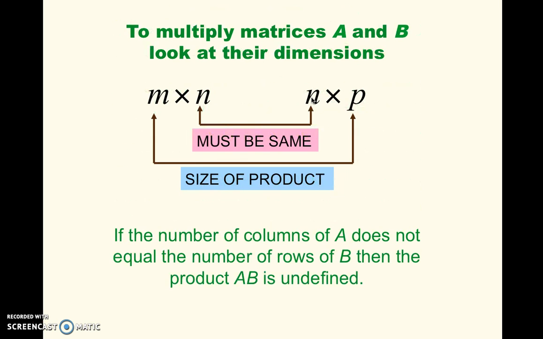So as an example, before we get to that, if the number of columns in A does not equal the number of rows in B, then the product of those two matrices is undefined. And if you are asked in a question to multiply two matrices together and the number of columns in matrix 1 is not equal to the number of rows in matrix 2, then you would say it cannot be done as the product is undefined. So really important that you answer it that way.